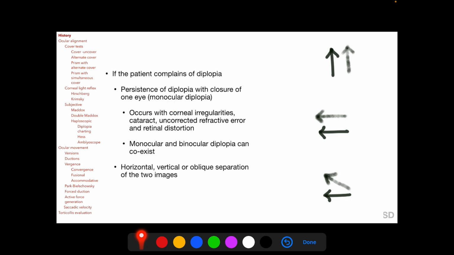Monocular diplopia occurs with media abnormalities such as corneal irregularities, cataract, uncorrected refractive errors, and retinal distortion such as may happen with epiretinal membranes. It is also very important to ask a patient perceiving diplopia whether the separation of the two images is horizontal, vertical, or oblique, because that will tell us a lot about the muscles which may be involved in a strabismic binocular diplopia.